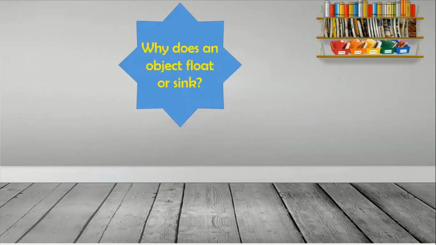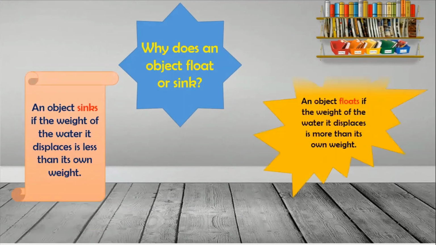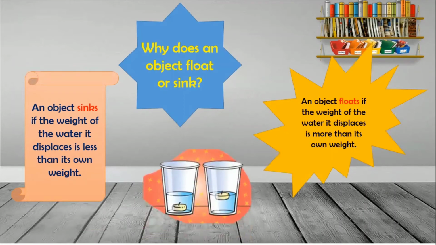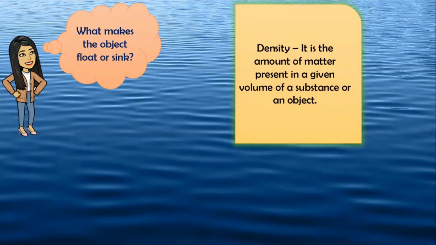Why does an object float or sink? An object sinks if the weight of the water it displaces is less than its own weight. And an object floats if the weight of the water it displaces is more than its own weight. Then what makes the object float or sink? It's because of its density.